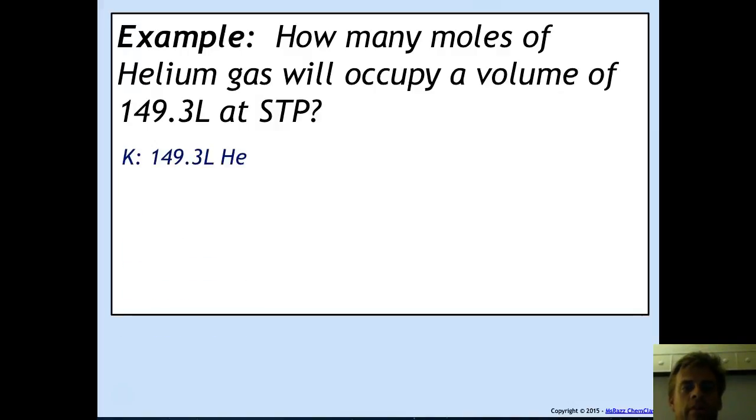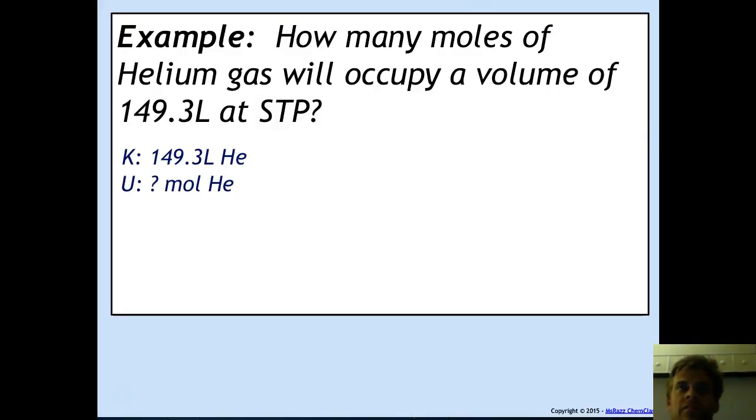So my known is 149.3 liters of helium, and I want to reiterate this, guys. This says helium. It could literally be any other gas. Okay? If you're looking at the periodic table and it's just an element, the gas would be in red. We're not going to trip you up or give you any really tricky questions. We will tell you it's a gas. We wouldn't mention STP if it wasn't. The unknown is how many moles that is.